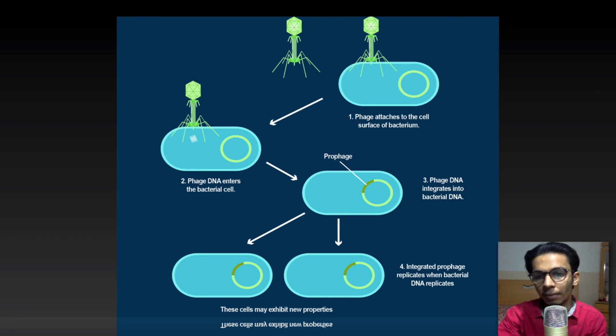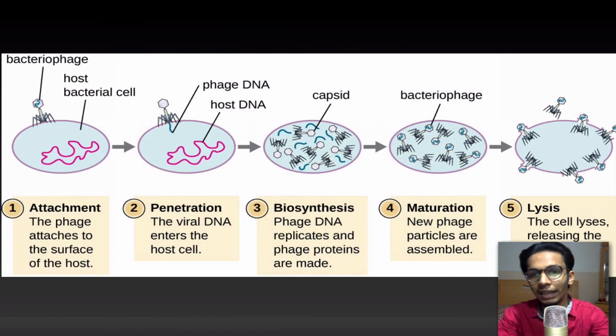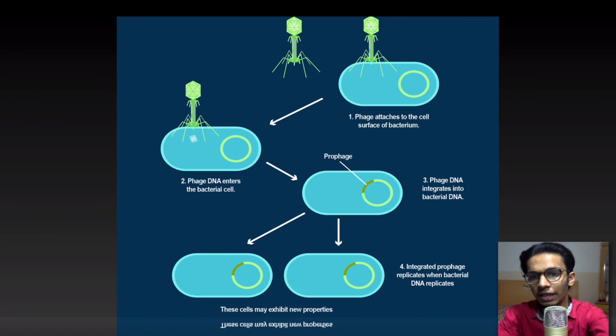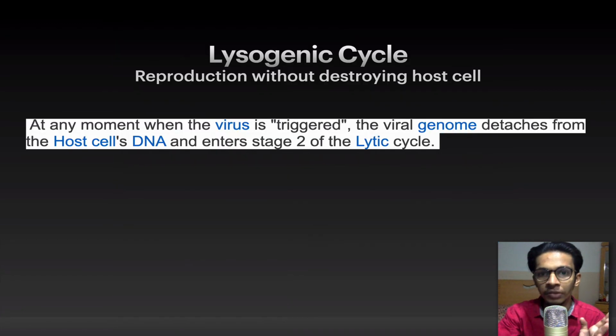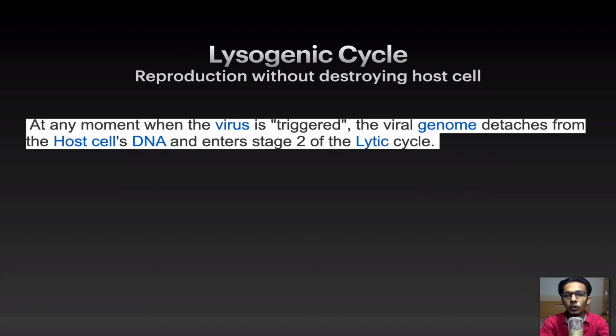It has not been determined how they are triggered, but they can trigger and start producing, just like in the lytic cycle. As we see, the DNA is injected. That part is done in the lysogenic phase. The DNA has entered. Now this DNA is inside the bacterial cell, living, and it's not performing, it's sleeping, we can say. But at any moment when the virus is triggered, the viral genome detaches from the host cell's DNA and enters stage 2 of the lytic cycle.